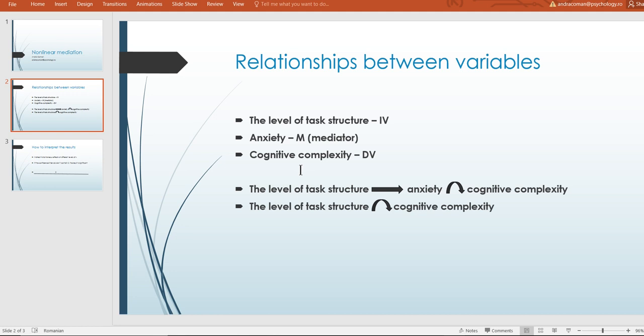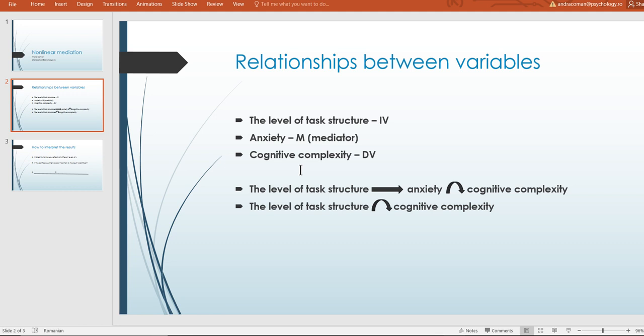And I also suppose that when we have an unstructured task, we don't know anything about the task, then our anxiety will be extremely high, and then we won't think so much because our attention field will be narrower, so our cognitive complexity will be low.